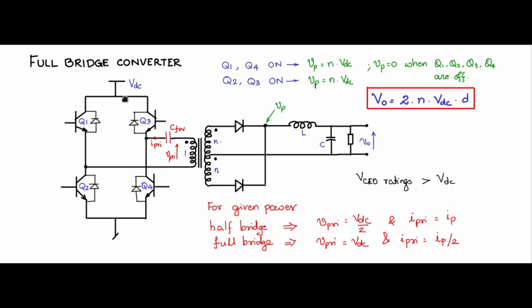Therefore, in the case of the full bridge converter, to realize the same output power, you need to rate the switches half of that of the comparable half bridge converter, and this is the advantage of the full bridge converter. However, you need 4 switches and 4 gate drives for the full bridge converter, as against 2 switches and 2 gate drives for the half bridge converter.